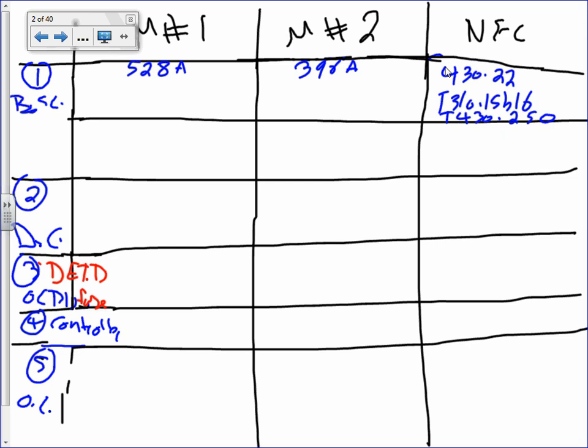430.22 will tell you it's continuous load. So what do you do if it's continuous load? Multiply by 1.25. So here's the math that you need to do. We take 1.25, multiply it by 528, and if you do this, you're going to end up with 660 amps. Cool? And the same thing here, so this is step one, this is step two. 1.25 times 396 equals 495 amps. Any questions about this? Straightforward, no gimmicks, nothing.